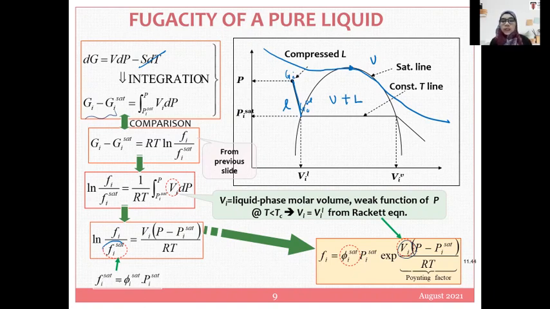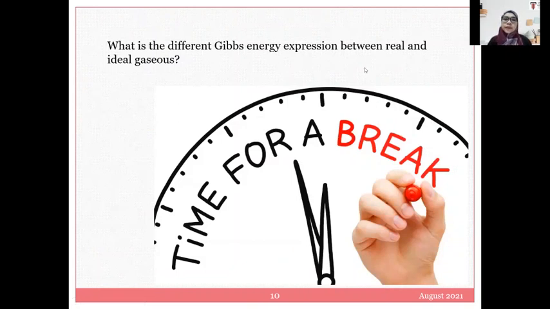So the fugacity at saturation is equal to the fugacity coefficient at saturation times the saturation pressure. Once we rearrange, we can obtain this term known as the Poynting factor, where V is determined from the Rackett equation. You need to determine V, for example V^c. We will refer to the example later so you can understand this better. Okay, let's take a break.